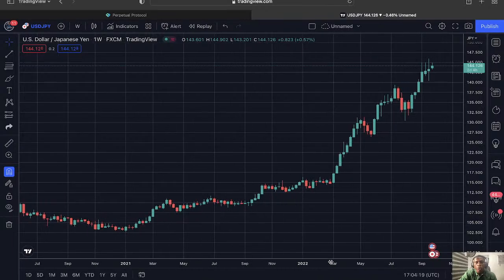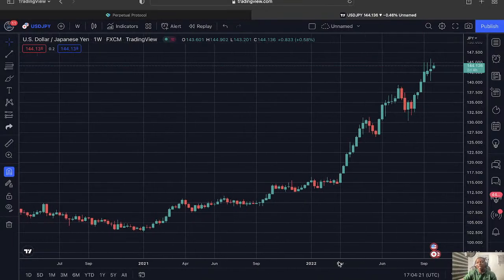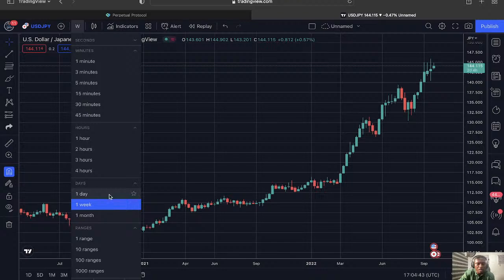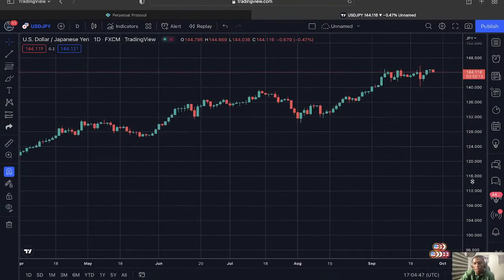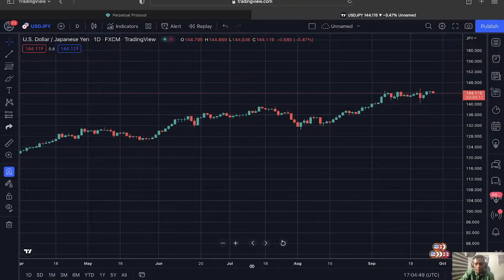So obviously we can see that USD JPY has been on an uptrend. The US dollar and the Japanese yen has been on an uptrend. So definitely you can see the uptrend. Okay, let's look at the daily time frame, and we take our analysis from there.